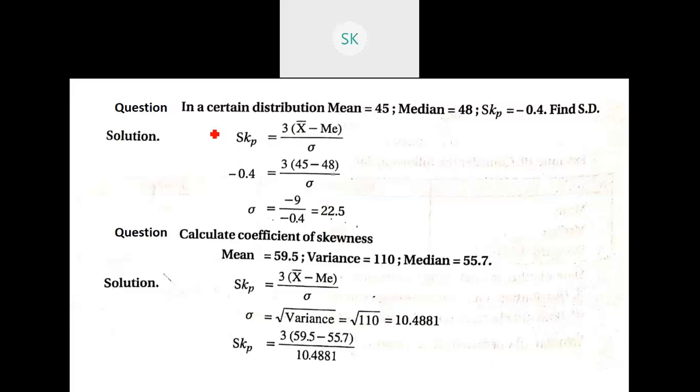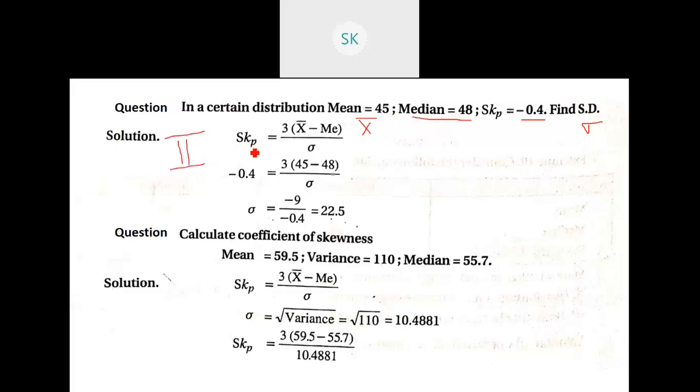So let's see this. In a certain distribution, mean is 45. So x bar is given to us, mean is 45. Median is also given to us, 48. SKP, this is nothing but skewness. SK is skewness, P is Pearson's, Karl Pearson's skewness. So Pearson's skewness is minus 0.4, and they are asking us to find SD. SD is standard deviation. Don't think this is step deviation, okay? It's a standard deviation.